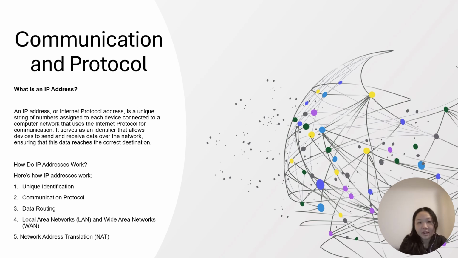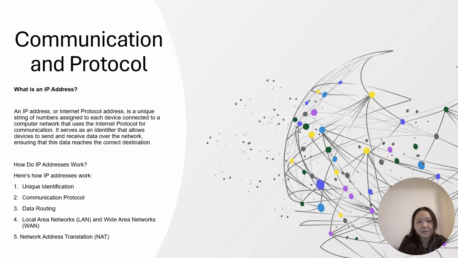WAN is for devices on different networks. The data must travel through multiple routers across the internet, so each router makes an independent decision about the best route for the packets based on the destination IP address.